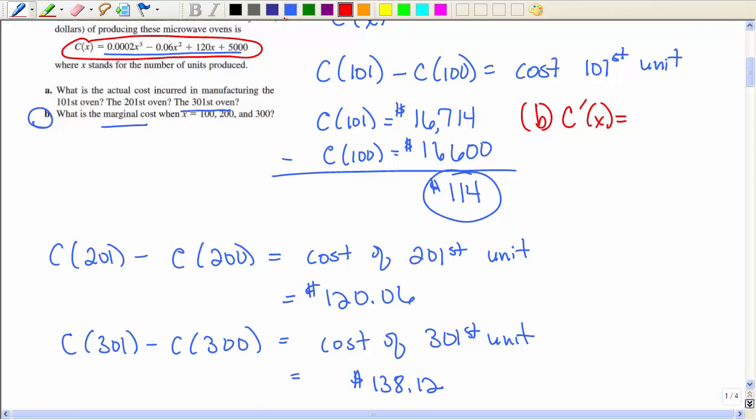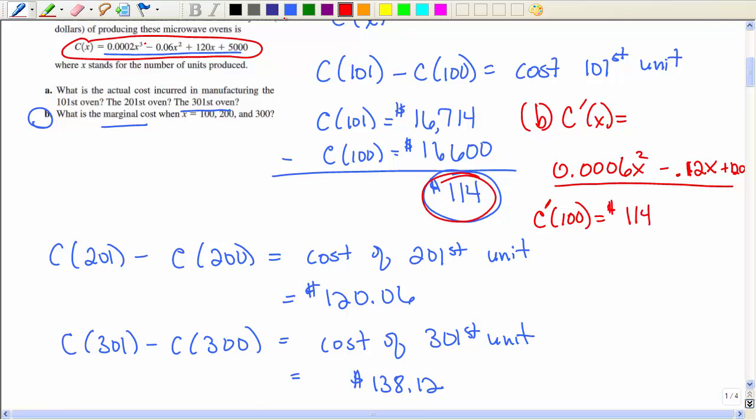Now remember, we're just going to use the power rule, so we can take this exponent of 3 and multiply it down in front, and we're going to get 0.006. 0.002 times 3 is 0.006, and of course 1 less in the exponent. Then we have 0.12x plus 120, and then the derivative of 5,000, of course, is 0. So that is our marginal cost function. So we can evaluate that function at 100, and we would get $114. Now you can see that that is exactly correct. All right, a very, very good estimate.